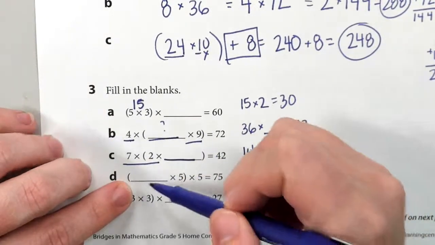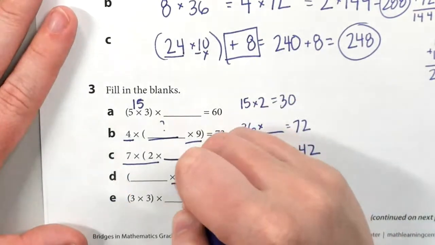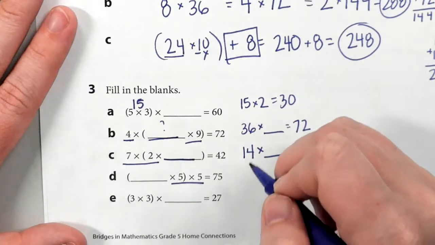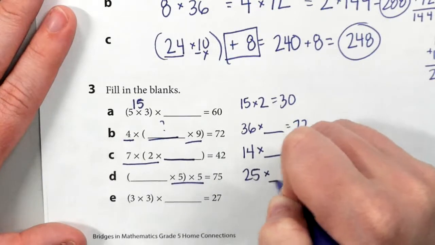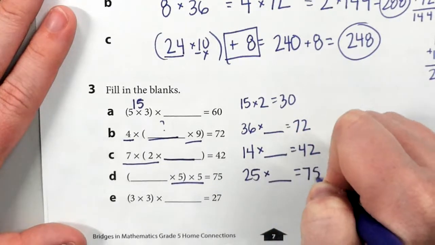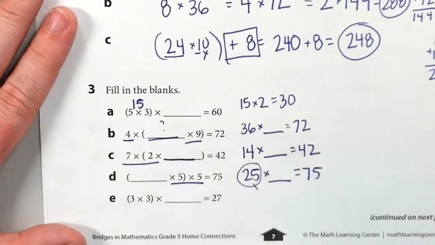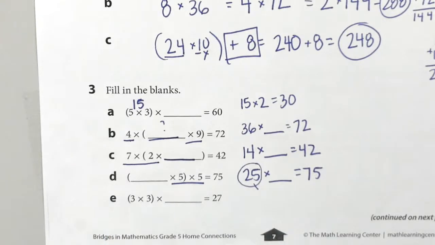Letter D. Something times 5 equals 75. Well, let's solve 5 times 5. 5 times 5 is 25. 25 times what equals 75? Whenever I see 25, I think of quarters. How many quarters does it take for me to get to 75 cents? Go ahead and write your answer on the line.